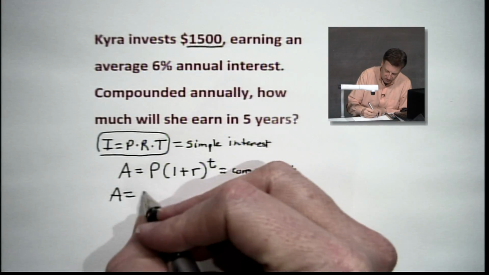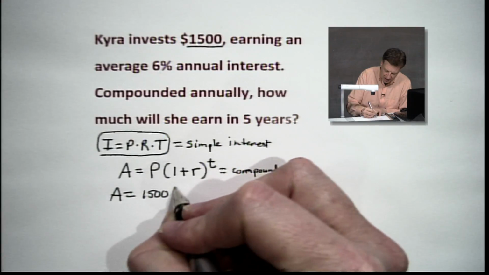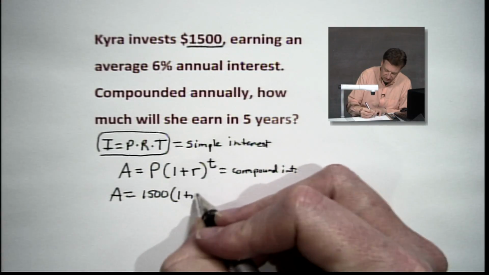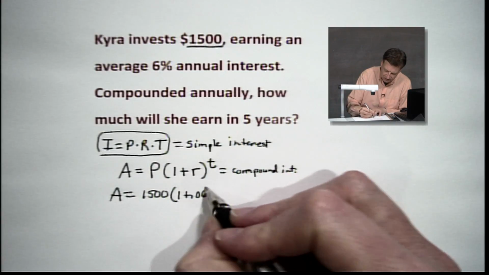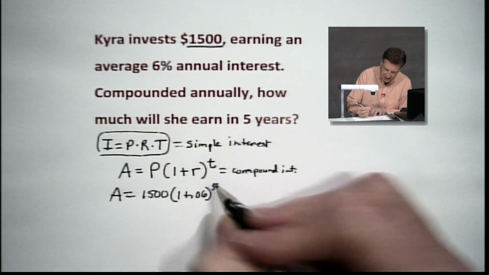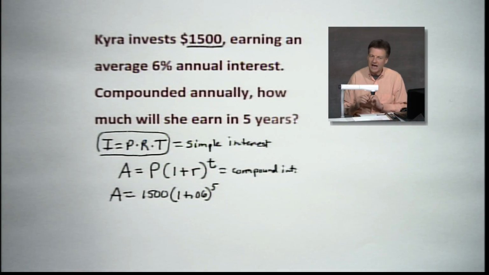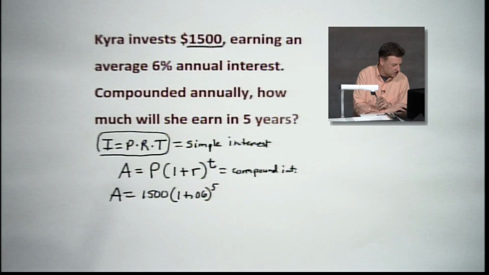Put 1,500 right in there. And we're going to say 1 plus, how about it, 0.06. And we're going to raise that to the 5th power. There we go. And you know what, my friends? This is where the graphing calculator, where that good old calculator comes in handy, because it does exponents very well. So let's see how we're going to do that. You can probably do this on your cell phone too very easily.